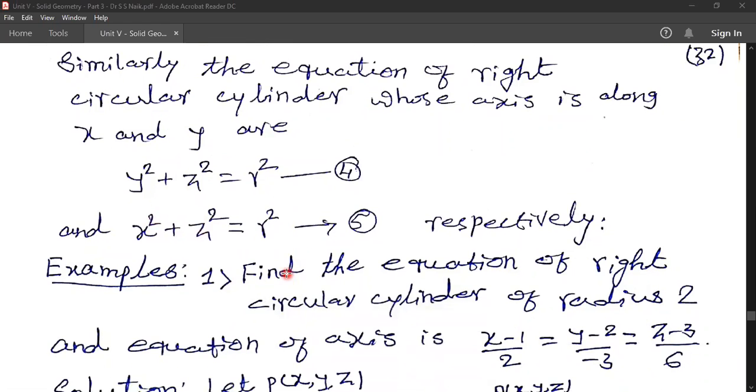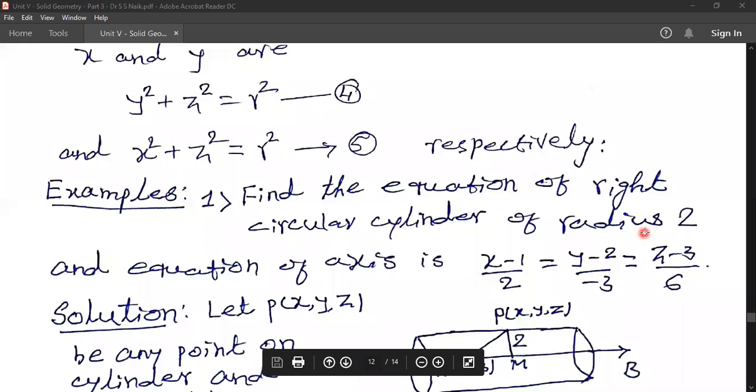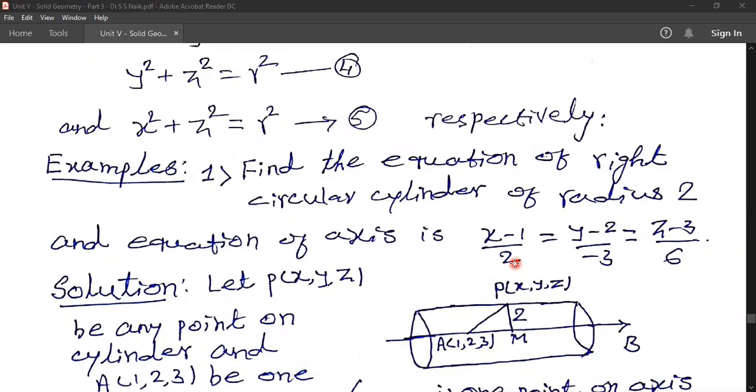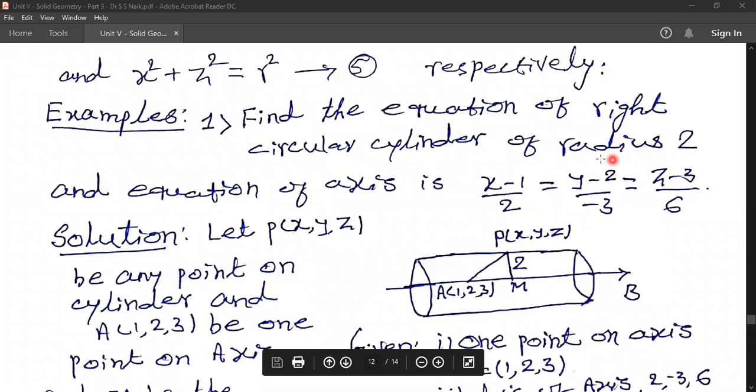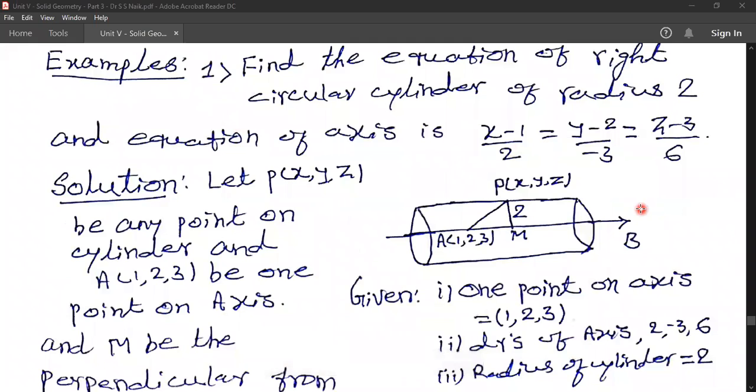So we'll go to the next examples on the right circular cylinder. Then you can understand how to solve the problems on the right circular cylinder. Example 1. Find the equation of a right circular cylinder of radius 2, and the equation of the axis is (x−1)/2 = (y−2)/(−3) = (z−3)/6. Here the radius is given to you, and the equation of the axis is given to you. You just have to make use of that formula, and then you can go on finding the solution. So we'll start with the solution.